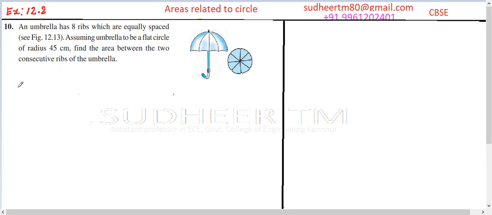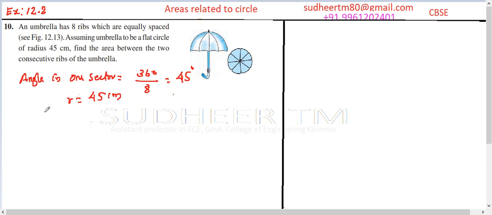Okay, so the angle within one sector. The angle in one sector is equal to the total round angle, which is 360, divided among 8 units. So 360 divided by 8 is going to be 45 degrees. Now for the area, the radius is given. Radius is equal to 45 centimeter.